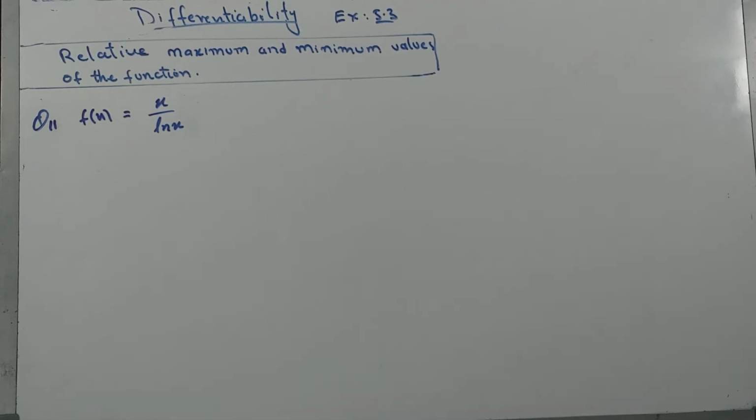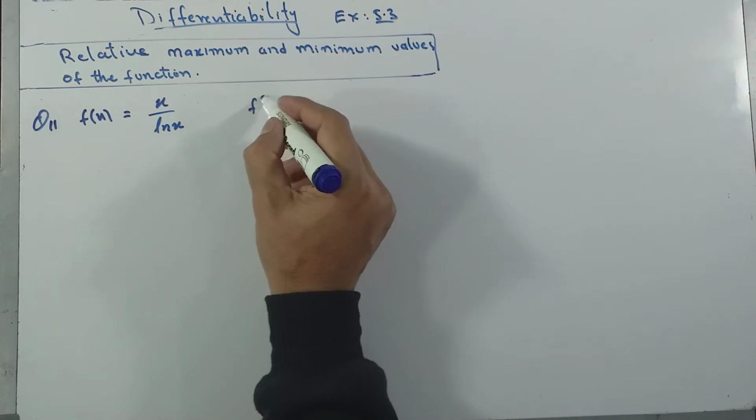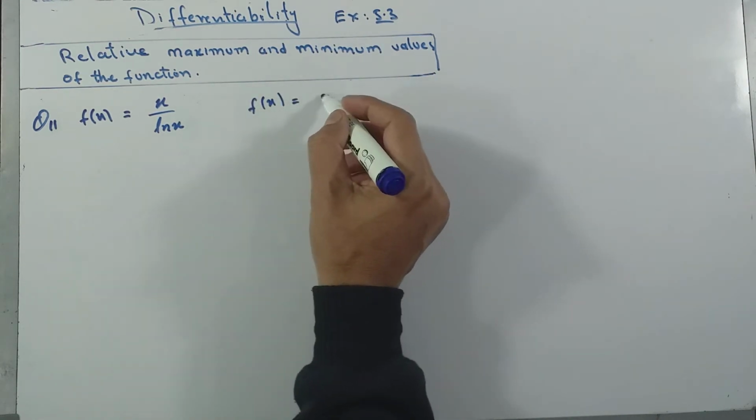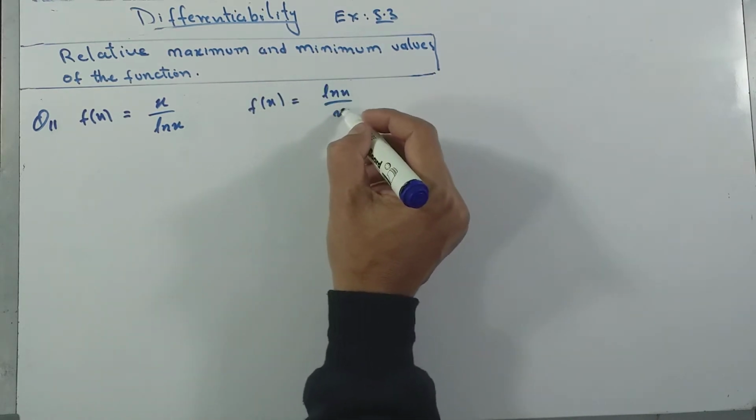In today's class, we are continuing the relative maximum and minimum values of the function, and we will solve the last question of this exercise, which is 5.3. And question number 11, which is given in the book, sometimes it has been given in the paper like this one: f of x is equal to ln x upon x.